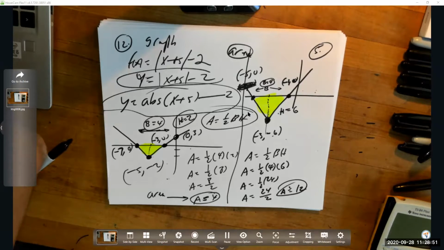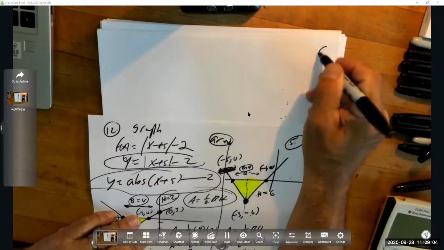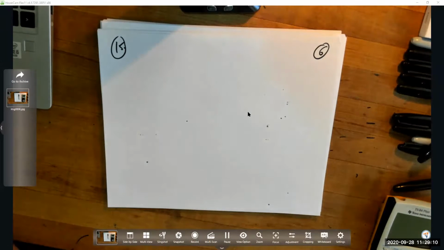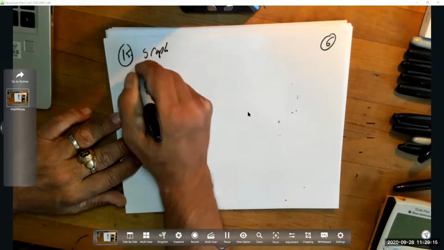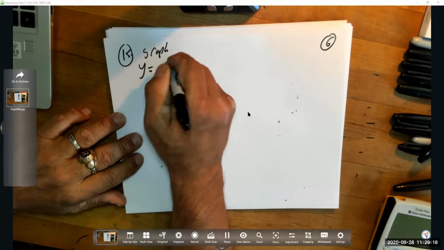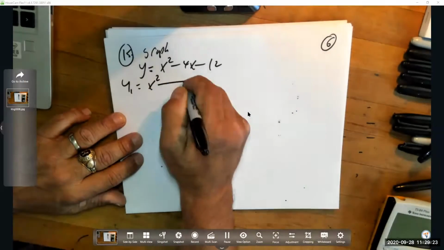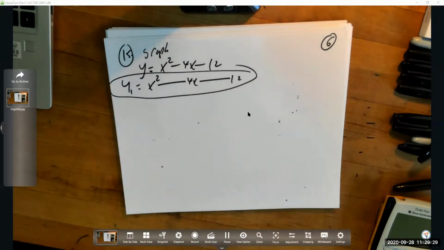I'm going to go to the next one that's on the list. We did number 10, number 12. Now we're going to do number 15. Let me find number 15. Here we go. All right, 15. It says graph y equals x squared minus 4x minus 12, or y1 is going to be x squared minus 4x minus 12. Just like that.